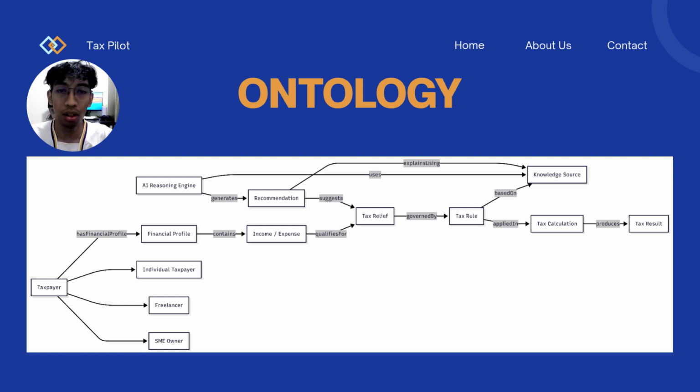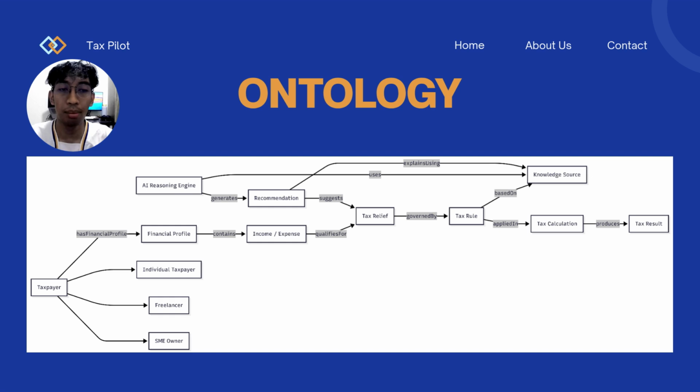This slide presents the ontology of our TaxPilot system. The ontology represents how the tax knowledge is structured and connected within the system. The process starts with a taxpayer who can be an individual taxpayer, freelancer, or SME owner. Each taxpayer has a financial profile containing income and expense information. Based on this data, the system identifies eligible tax reliefs.